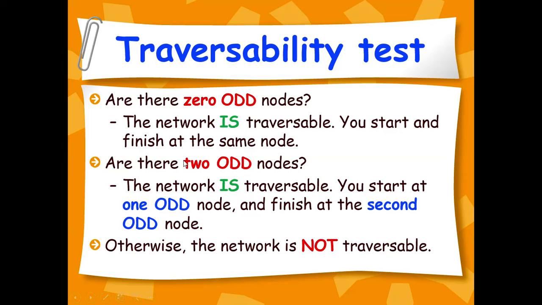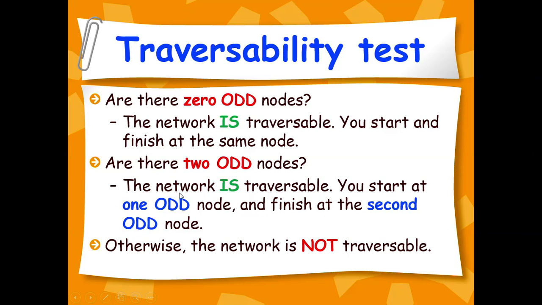If there are 2 odd nodes, so you've got all your nodes ordered and only 2 of them are odd, then your network is still traversable. But it means you can't start and finish at the same place. You'll start at one place, cross over some bridges, and end up at a different end point. So you're going to start at one of the odd nodes, and finish at the second odd node.